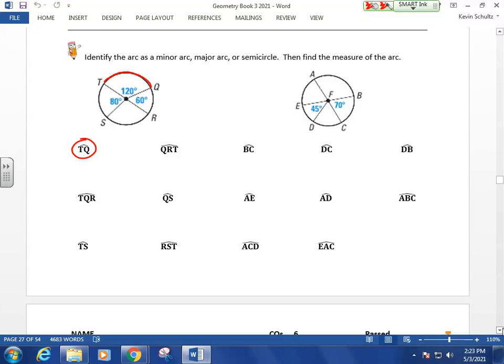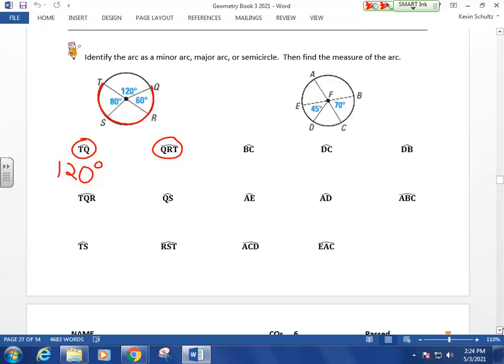Christopher? Minor arc. And you know that because there's only 2 letters, right? And it's also clearly less than 180 degrees. It's less than half of a circle. And so what is the measure of arc TQ? 120, because it's equal to the measure of its central angle. Okay? Let's take one that's a little more challenging here. Arc QRT, which means it's from Q through R all the way up to T.